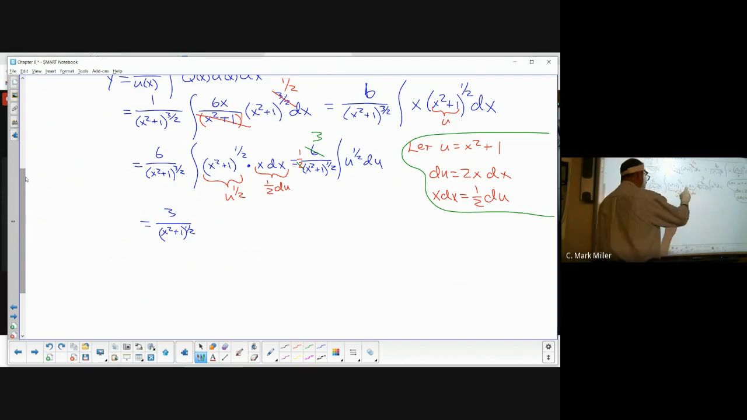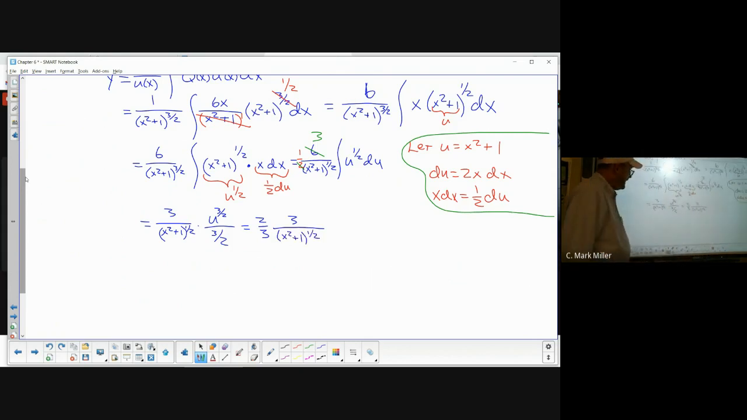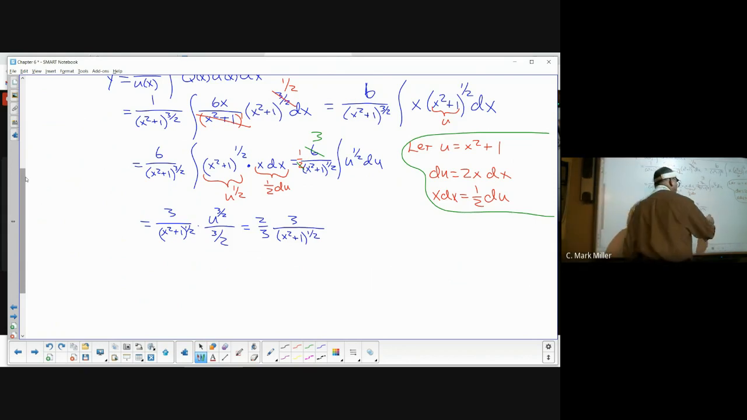And I'm going to have u to the 3/2 power divided by 3/2. Dividing by 3/2 is the same as multiplying by 2/3. So this is going to be 2/3 times (3x squared plus 1) to the 1/2, and then that is going to be u to the 3/2.